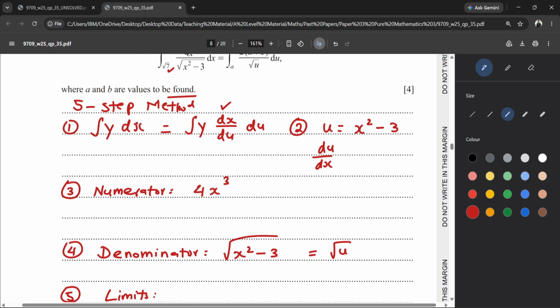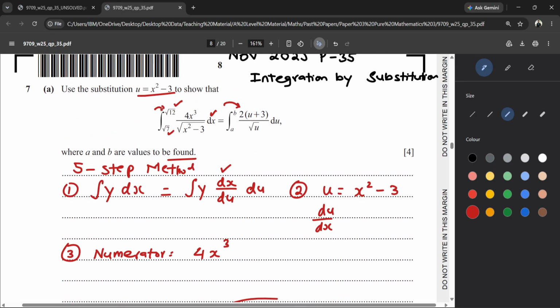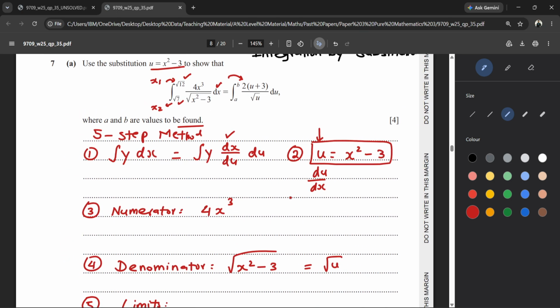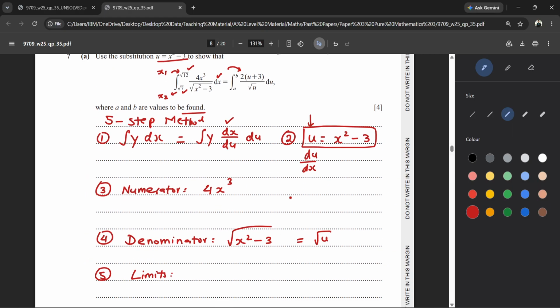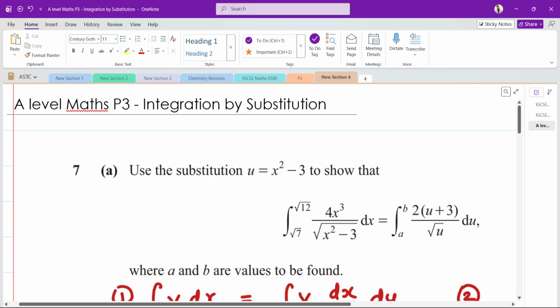Initially we have the limits of x. This is your x1 and this is your x2. Plug in these values of x into this equation, and then you find the corresponding u values. That's the basic structure that should pop up in your head as soon as you see that the question is about integration by substitution. Now let us move to the solution.